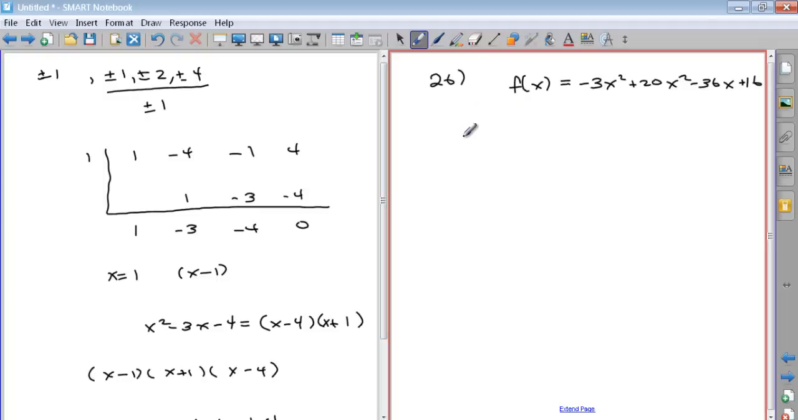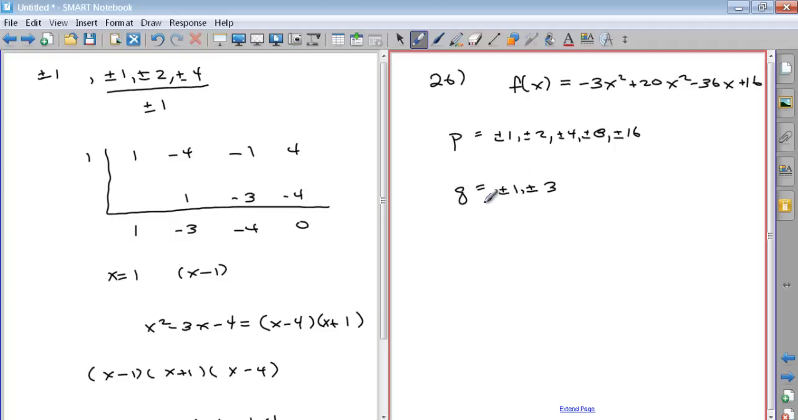I forget which is P and which is Q. P are the factors of the final term. So P can equal plus or minus 1, plus or minus 2, plus or minus 4, plus or minus 8, plus or minus 16. And Q, you've got negative 3 there, so it could be plus or minus 1 or plus or minus 3. So those are the P's and the Q's.